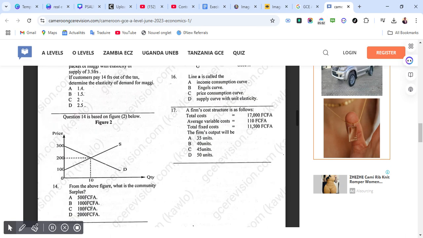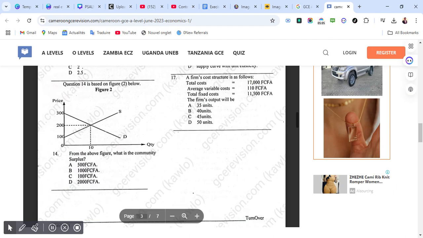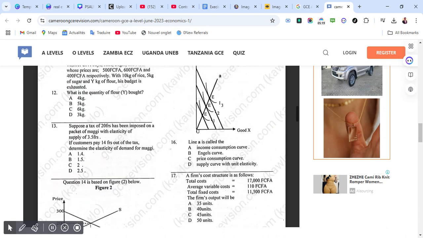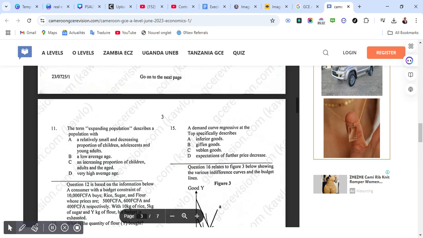Question 14 is based on figure 2 below. So here is a diagram for figure 2. From the above figure, what is the community surplus? The correct answer for 14 is C, 100 francs. 15. A demand curve regressive at the top specifically describes. The correct answer is C, Veblen goods.